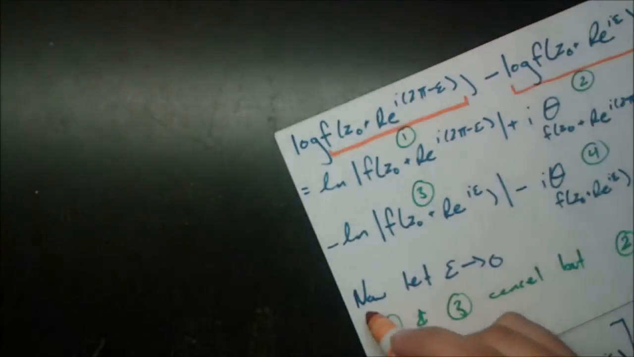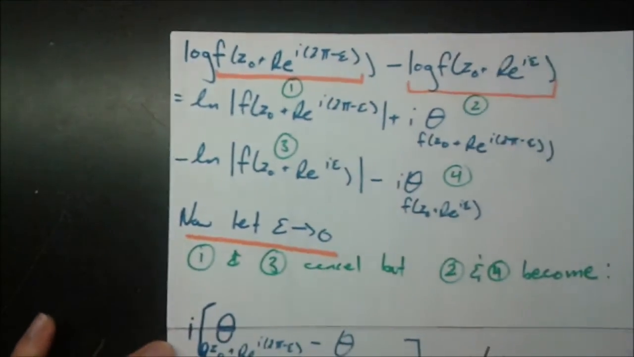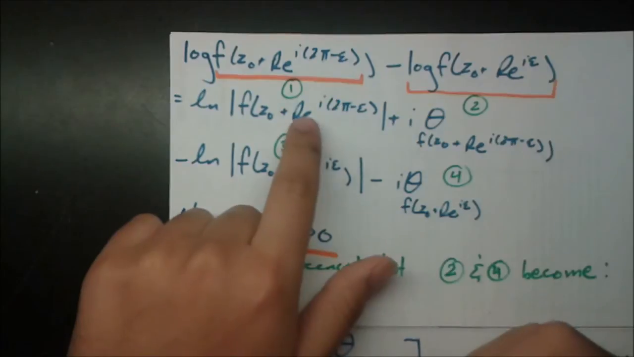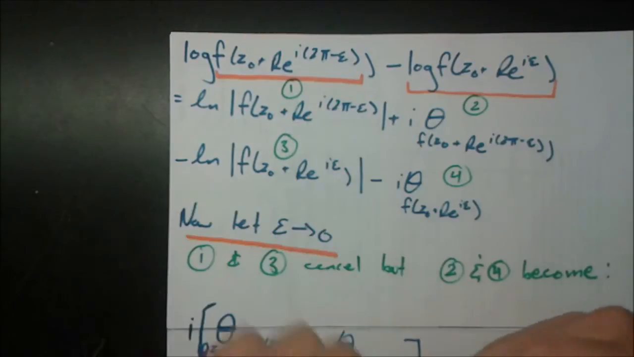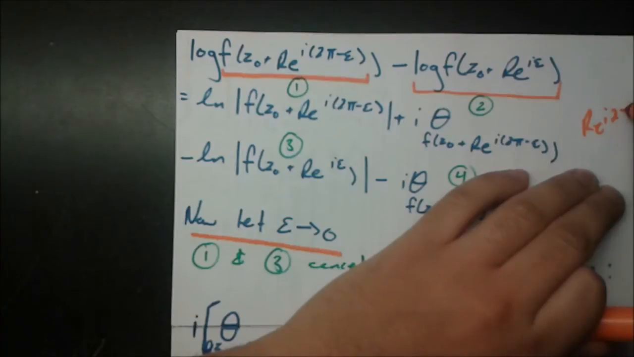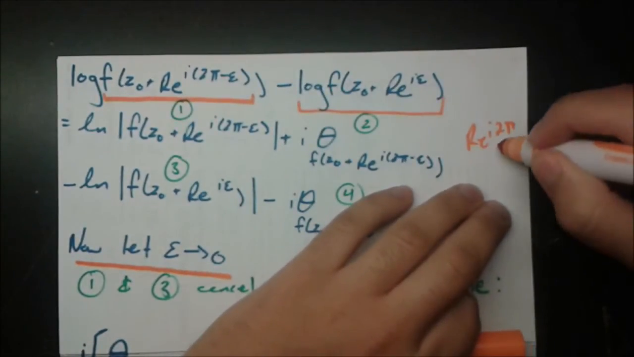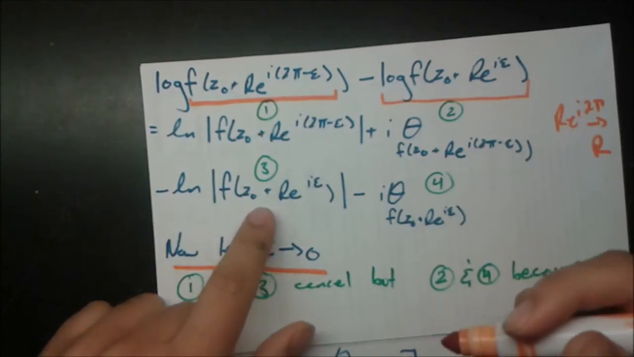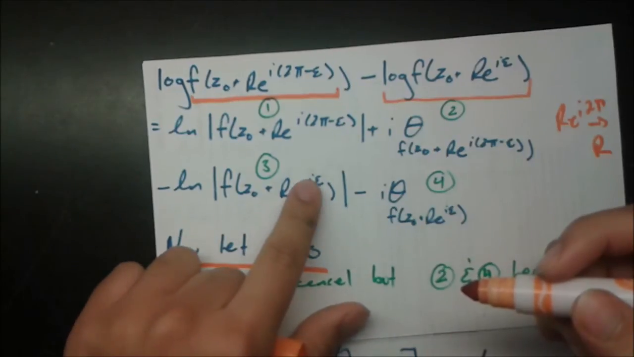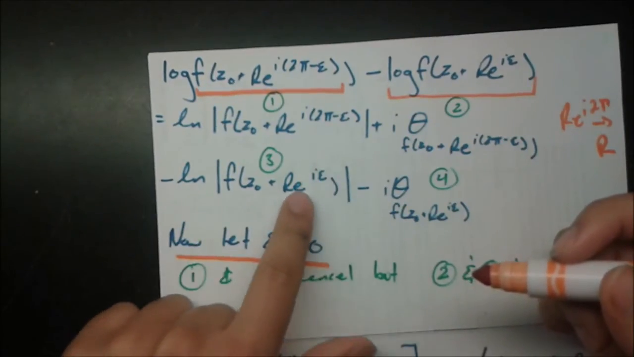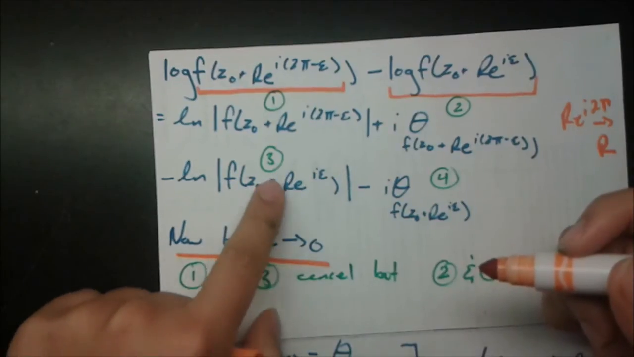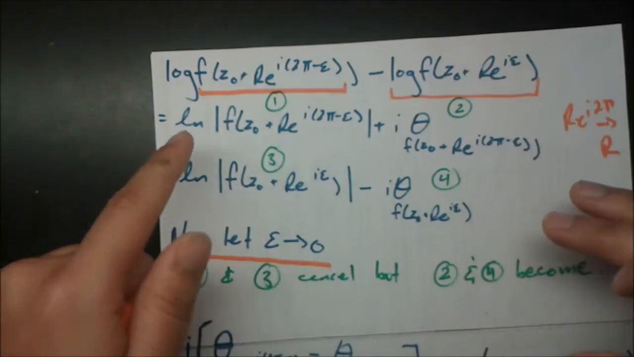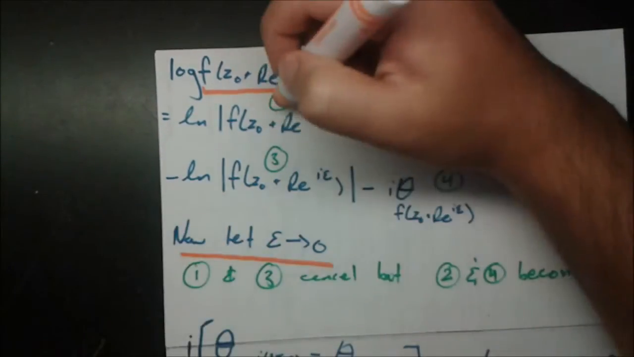Now we're finally going to let epsilon approach 0. Remember, we had to do that from the beginning. Let's see what happens to 1 and 3. Well, as epsilon approaches 0, this becomes r e to the i 2 pi, right? And what is e to the 2 pi i? It's just going to be 1. So this really approaches r. So what this approaches is f of z naught plus r. Now what about 3? It approaches z naught plus r e to the i, and as epsilon approaches 0, this approaches 0. So we have e to the 0, which is 1. So this also approaches z naught plus r. So if they're both approaching z naught plus r, and we have natural log on f, this is the same here, and this is a minus sign, that means 1 and 3 are going to cancel out.